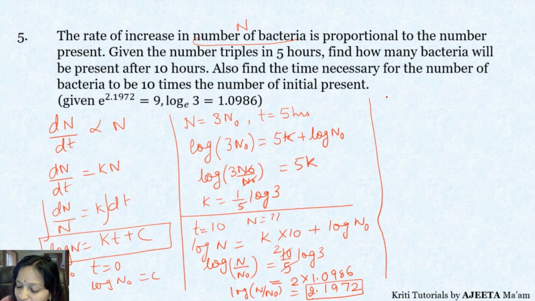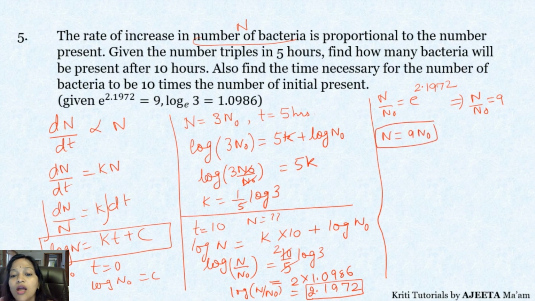So what will you get? n by n0 is equal to exponential of 2.197. Right? Exact value we are getting. So if you put this value, n by n0 is 9. It means your new count will be 9 times the initial count. So what will be the answer for the next part? How many bacteria will be present after 10 hours? 9 times. Correct? So this is 9 times the answer.